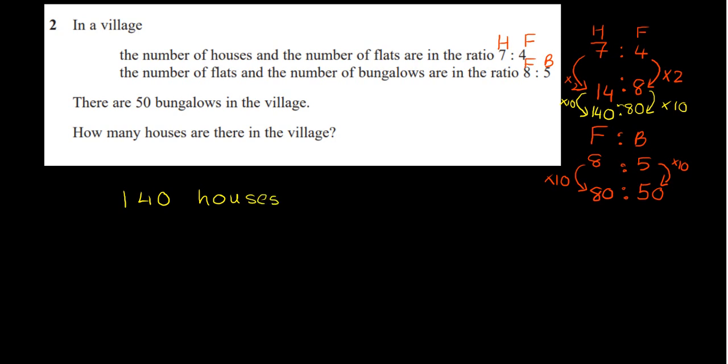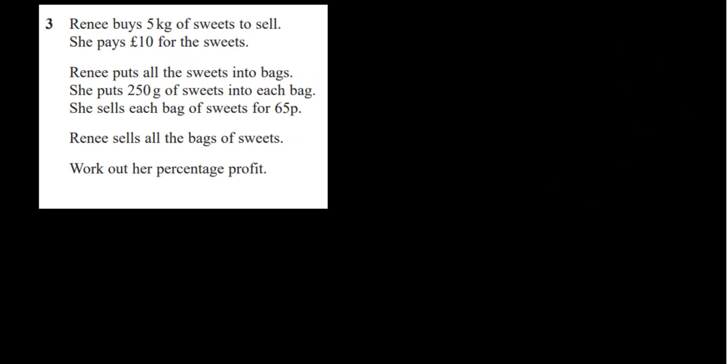Okay, let's move on to the next question. Renee buys 5 kilograms of sweets to sell. She pays £10 for the sweets, so her cost price is £10. Renee puts all the sweets into bags. She puts 250 grams of sweets into each bag.